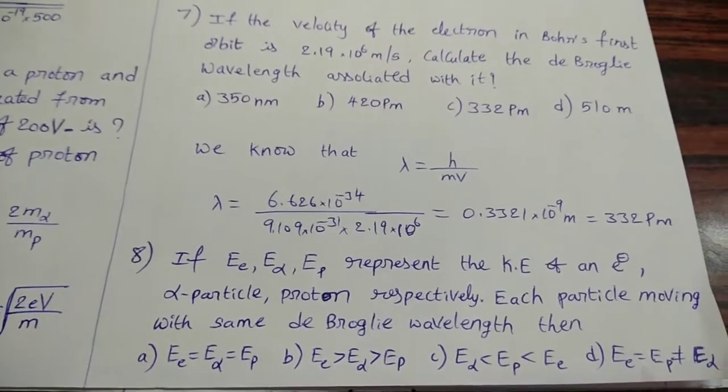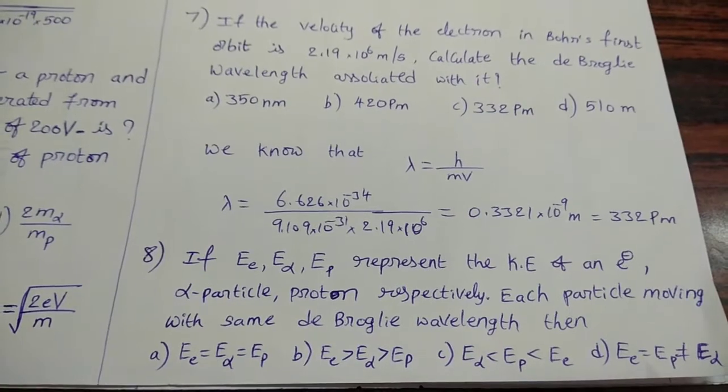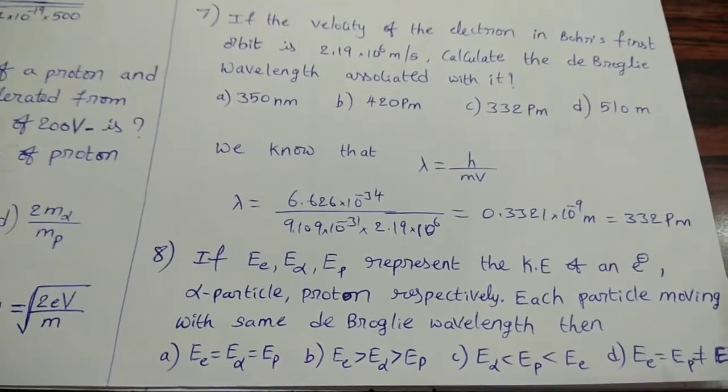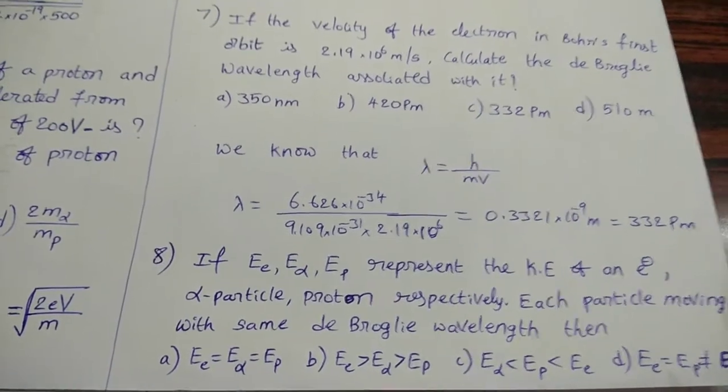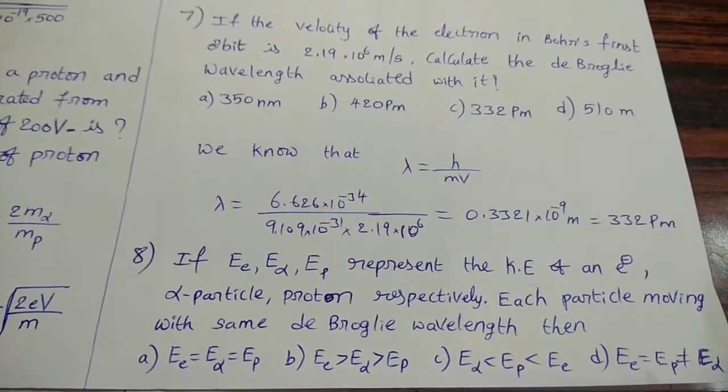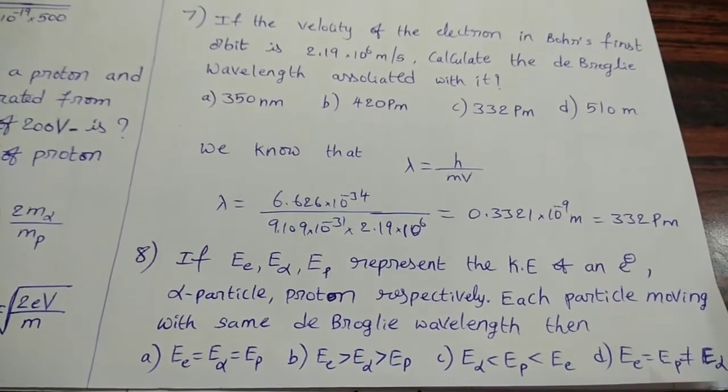So kinetic energy is also related to the mass of these particles. More mass, kinetic energy is less. Least mass, kinetic energy is more. So what is the order of kinetic energies? Expression C is the correct one for this question. Okay. Next. See the next one.